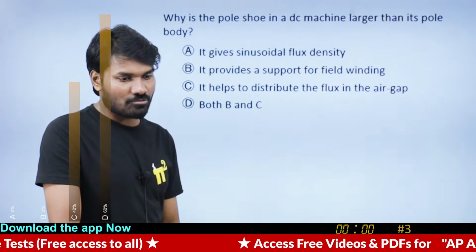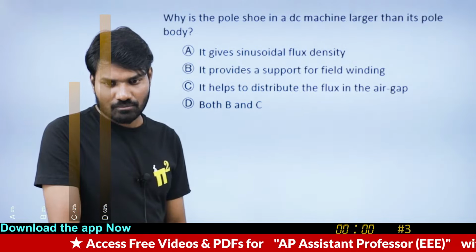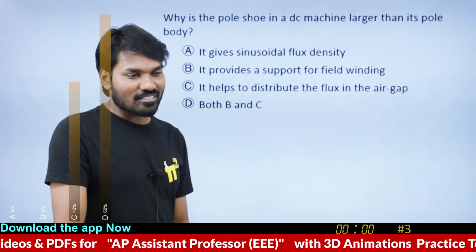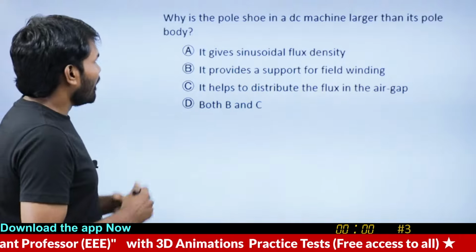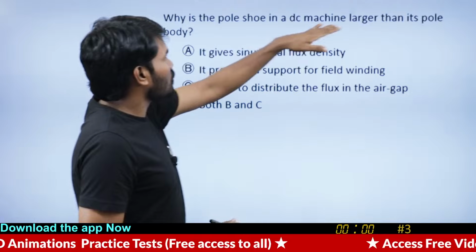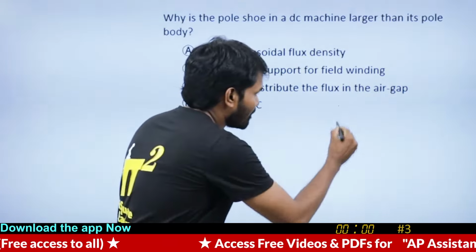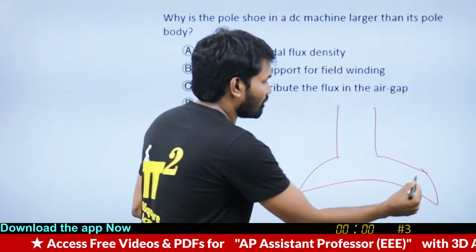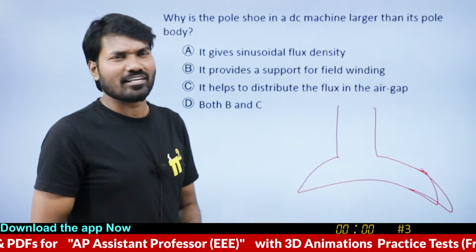Okay, your time's up. Let's see what you have answered. Most of you answered D and some of you answered C. I told you explicitly, be careful and focus on the question. Don't be in a hurry. If you hurry, you go down. Why is the pole shoe in a DC machine larger? You see, this is a pole core. The pole shoe is larger and has such a nice shape. So why is this larger?